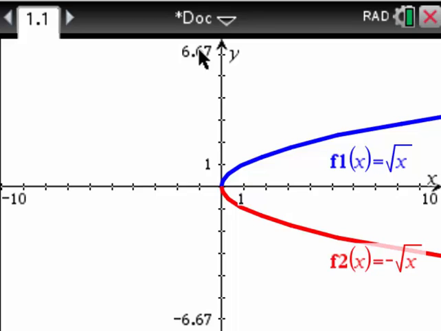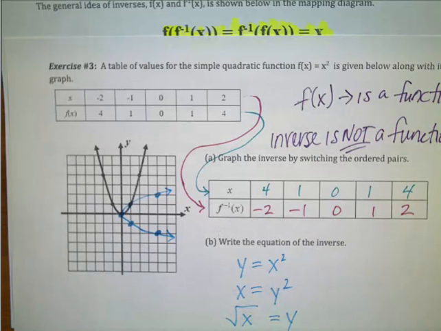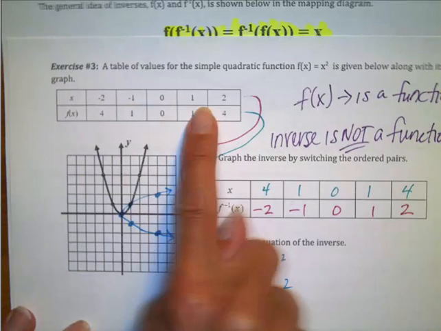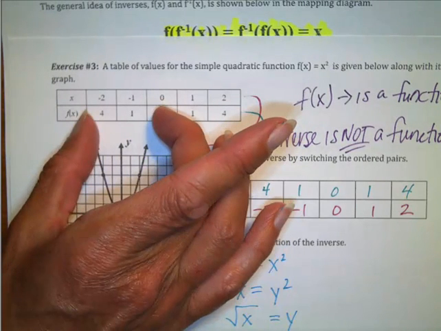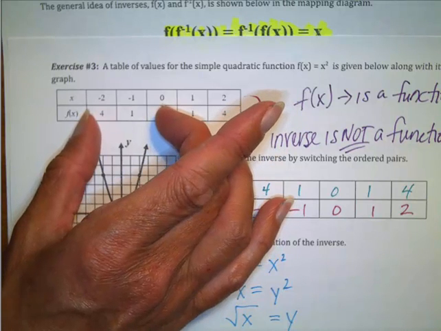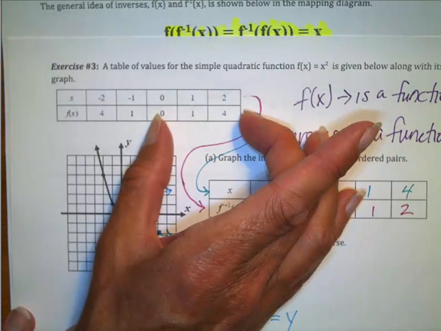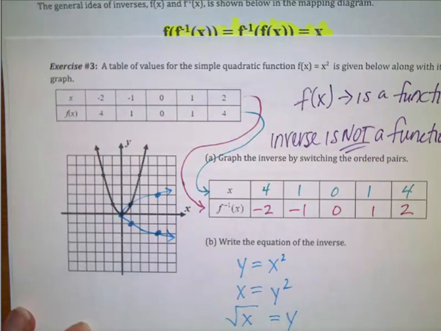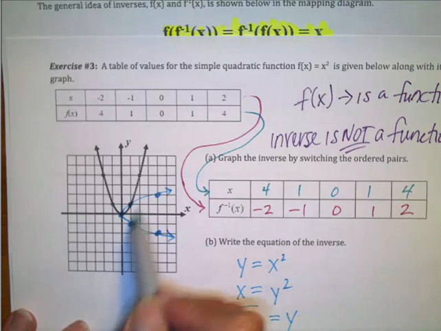So in order for me to make the inverse into a function, I would have to restrict the domain. I would have to say only graph the positive part or only graph the negative part up here in the original table. If I only graphed -2, -1, and 0, that would be a function in the inverse. If I only graphed 0, 1, and 2, the same idea. So the big thing I have to remember down here is when I introduce the square root in the problem, I need a plus or a minus. That's the only way for me to get this entire graph.